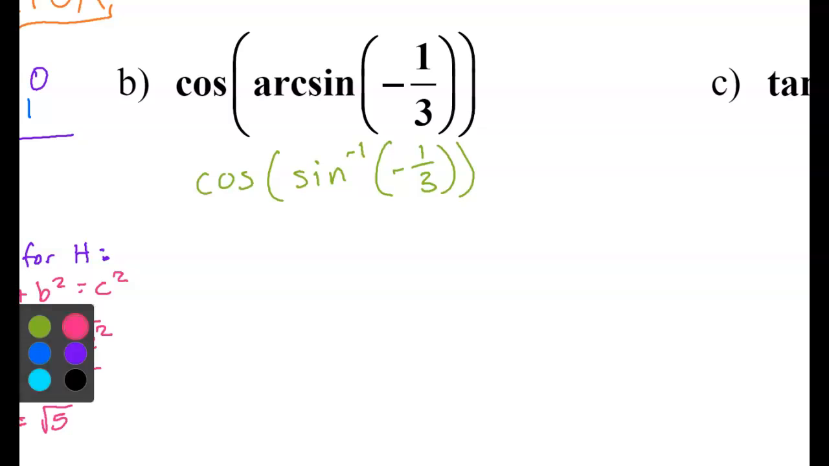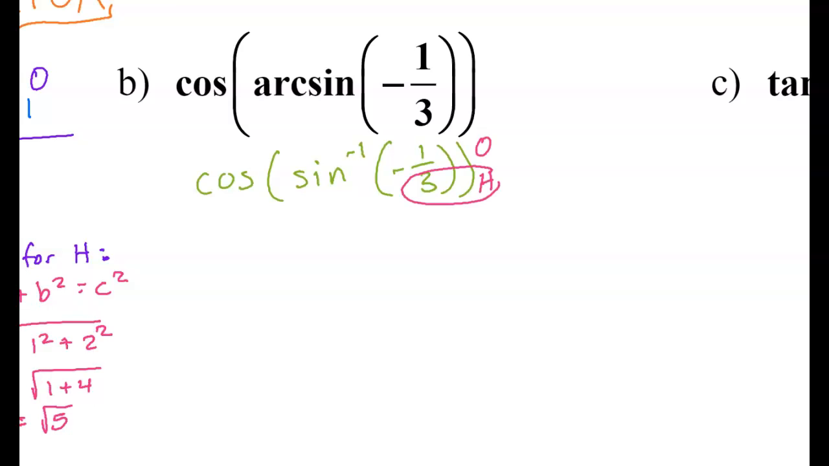Now we know sine is always O over H, and H is never negative. The hypotenuse is like the radius of the circle. I told you it's never negative. Instead, what takes the negative is the opposite. I guess I should have told you that. What takes the negative is the cosine.